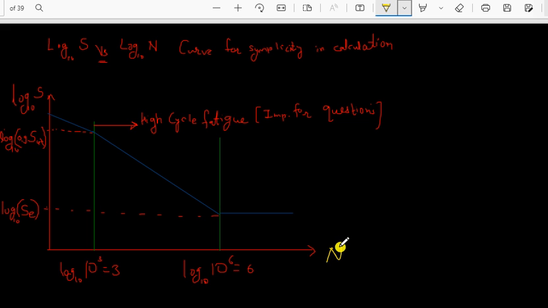Let us say I have taken the log base 10 of the stress and of the number of cycles. Actually this is not n, it is log base 10 of N.